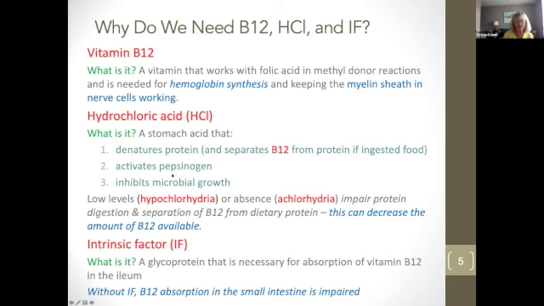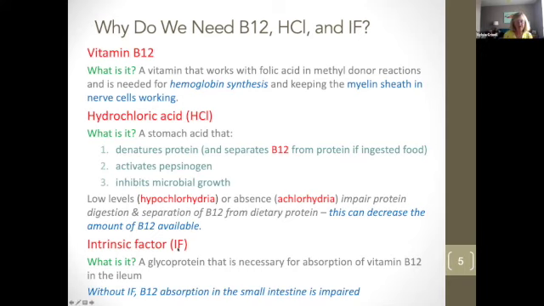Okay, so low levels, and there's a couple terms you'll hear if you end up taking medical nutrition therapy. There could be low levels of hydrochloric acid, which is hypochlorhydria, or even absence of hydrochloric acid, which is achlorhydria. And in this case, this can interfere with how much B12 is absorbed.